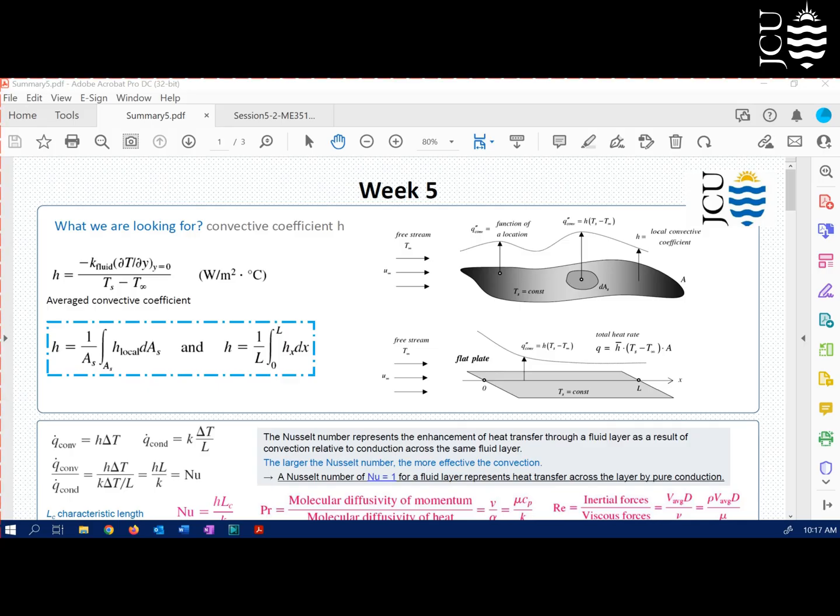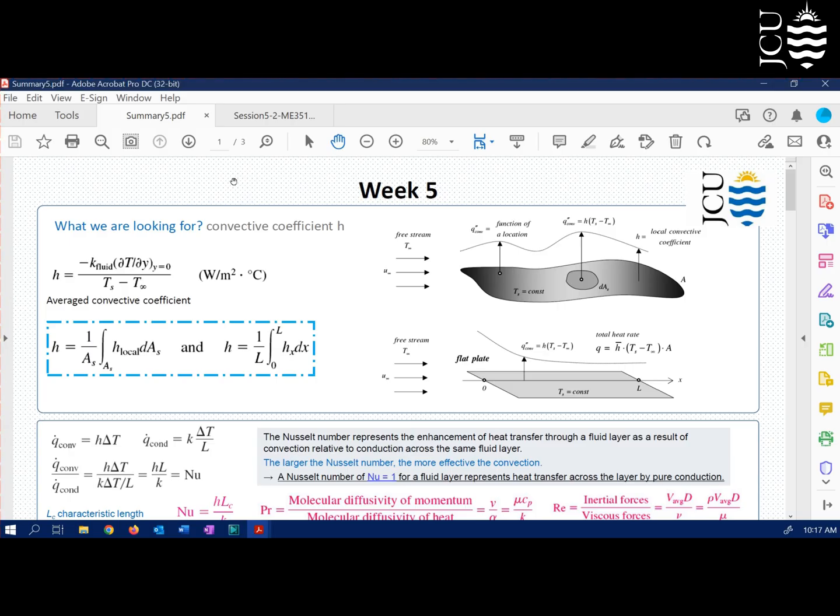We have our short summary video for week 5, which was about external flow. And we know what external flow is. It means we have an object and flow passes around it. One of the most important parameters we are looking for is h. And we do a lot of calculation to find h, which is the convective coefficient, because this parameter is complicated.